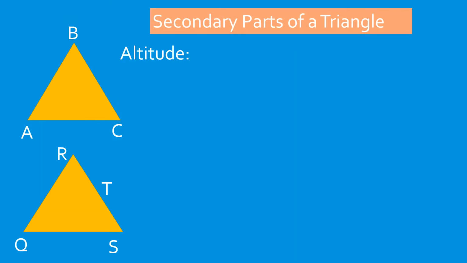We also have secondary parts of a triangle. First one, we have the altitude, or the height of the triangle. So let's have here a line segment from this vertex to side AC, and that line segment is perpendicular. Once that line segment is perpendicular to the opposite side, that is what we call an altitude. So we have segment BD as an altitude.